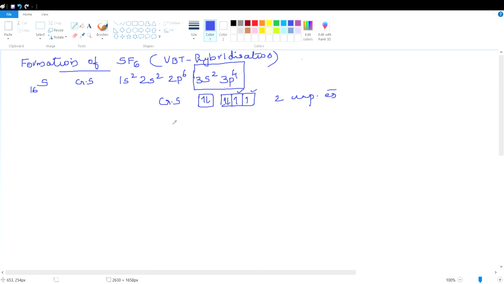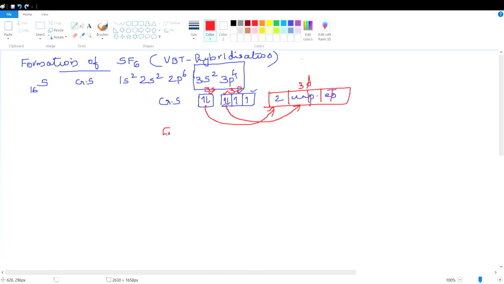So what happens here? Sulfur goes to the excited state. At the time of bonding with the 6 fluorine atoms, the sulfur atom absorbs energy and gets excited. The paired electrons in the 3s and 3p: one of the paired electrons jumps to the empty 3d atomic orbital. There are 5 empty 3d atomic orbitals. So one of the 3s electrons jumps to a 3d atomic orbital, and one of the 3p electrons also goes to a 3d atomic orbital.